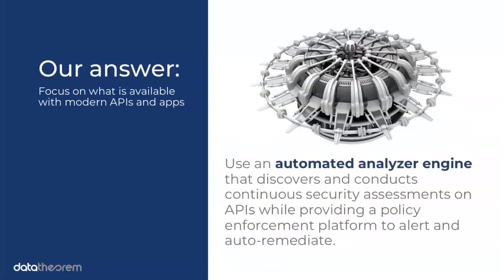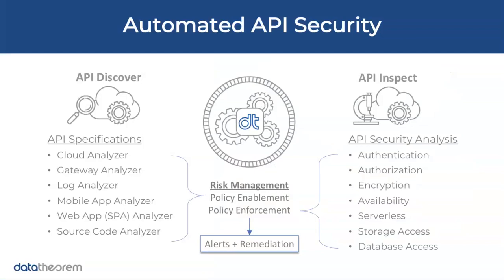Our answer for steps 1, 2, and 4 is that you have to automate. It's the only scalable approach to be able to do steps 1, 2, and 4. Our proposal is that you need to use an analyzer engine, but anything that can automate steps 1, 2, and 4 matters a lot. When we go back and look at an automated API security framework, we happen to have a few products like API Discover and API Inspect, but the place where your staff needs to focus is in this middle part around risk management.